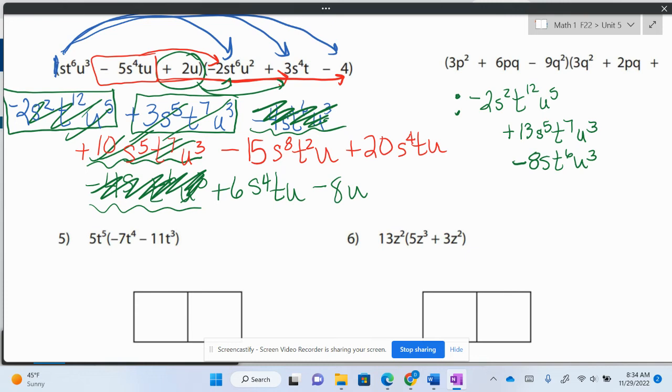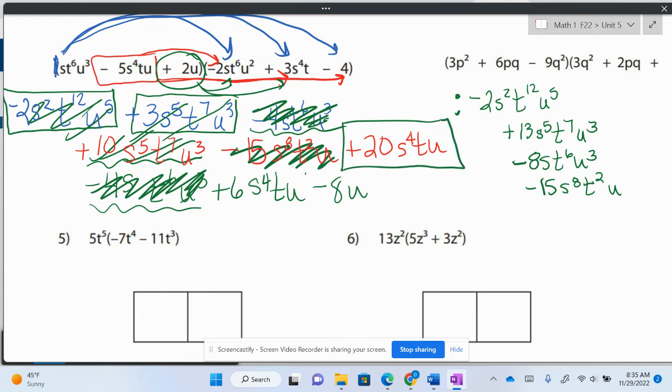Do we have any s to the 8th power t squareds? No. So that negative 15 is going to be next. Minus 15 s to the 8th t squared times u. And then I have a 20 s to the 4th tu and a 6 s to the 4th tu. 20 plus 6 becomes a positive 26 s to the 4th tu. And then the last one is minus 8u. And I know that was a lot. 6 terms.